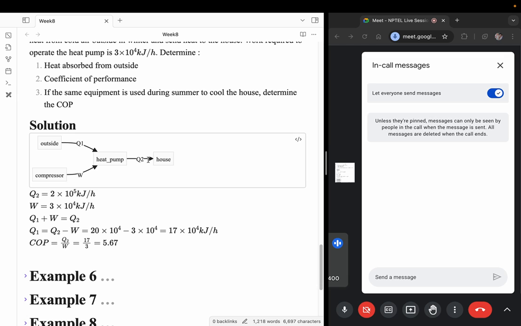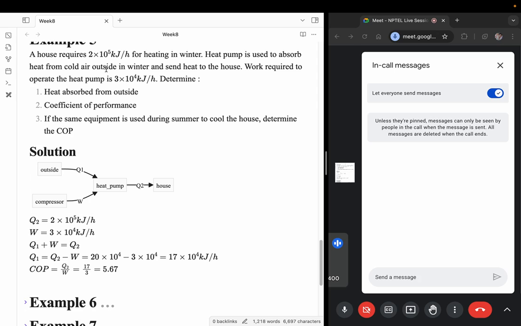So Q2 is basically the heat that is being sent into the house, and that is given as 2 into 10 to the power 5. And work done is also given. If you apply the first law, whatever is in is equal to the out. So Q1 plus W should be equal to Q2. Q2 is known, W is known, you are asked to find Q1, so you can calculate Q1. And then COP, again, it's your output by input. My objective is to have a certain value of heat that is being supplied to the house. So this is my output, and my input is the work that I am doing on the compressor. So that is W. So Q2 by W will be my COP.